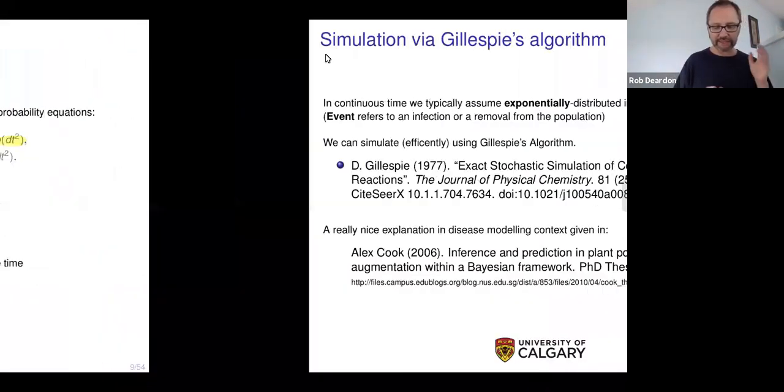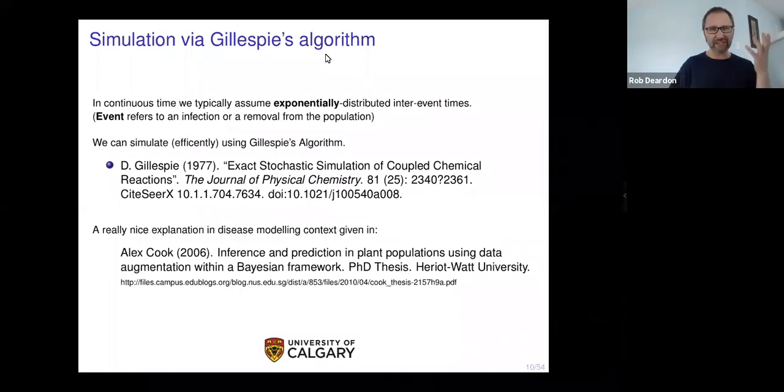We're not going to do that. We're going to stay in continuous time, which in some ways makes things a little bit more complicated, but we're sticking with the actual model. And when we're working in continuous time, we're generally assuming exponentially distributed inter-event times. Okay, so the event here refers to either an infection occurring or a removal occurring. And so the times between two infections, or an infection and a removal, or a removal and a removal, whatever it is, follow some exponential distribution.